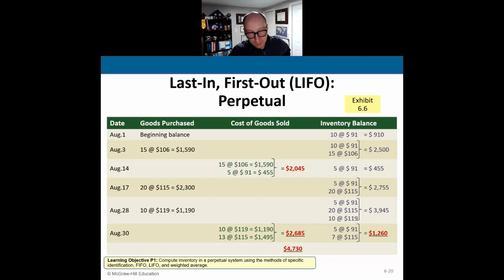And then my balance is updated, you see. I still got the original 5 from the beginning balance, and I got 7 left from the 115 on August 17th there. So that's last in, first out. Any questions? First in, first out, or last in, first out? Good. Okay.